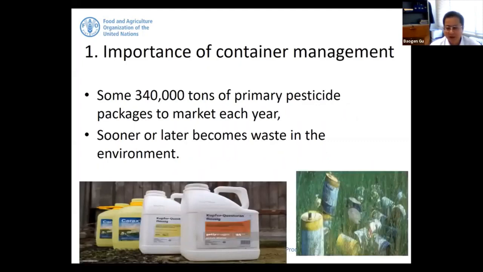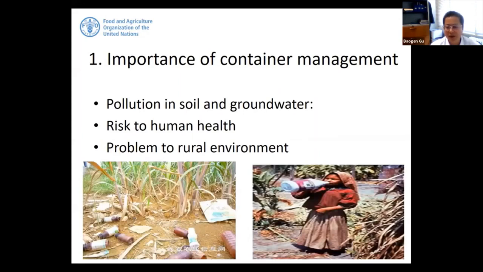As the previous presentation mentioned, a lot of pesticide containers go to the market and at the end become waste in the environment. They pose pollution to soil and groundwater, risks to human health, and become a bigger problem to the farmers and the rural environment. I visited some bigger farms in Africa and found a lot of empty containers stored on their farms. This is really a headache for them to deal with. They don't know how to treat them and need the support of governments and relevant stakeholders.